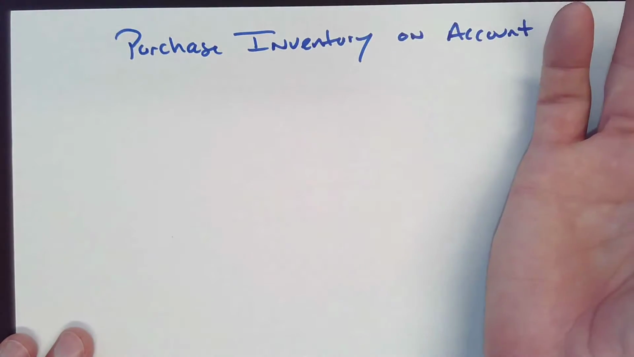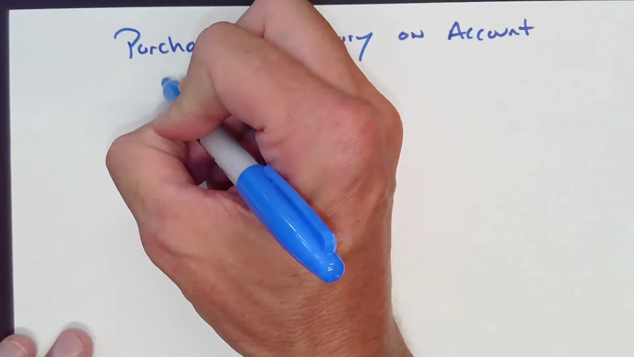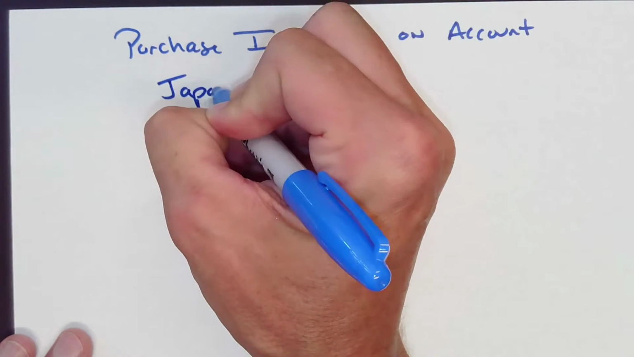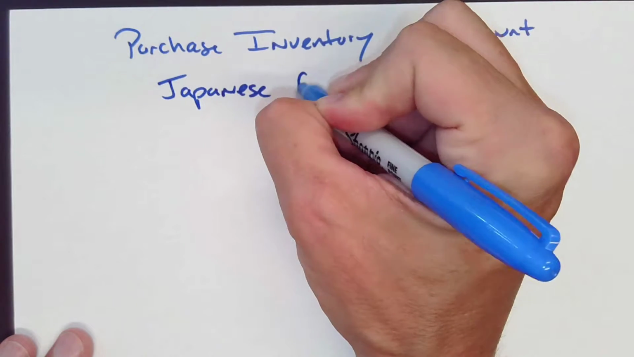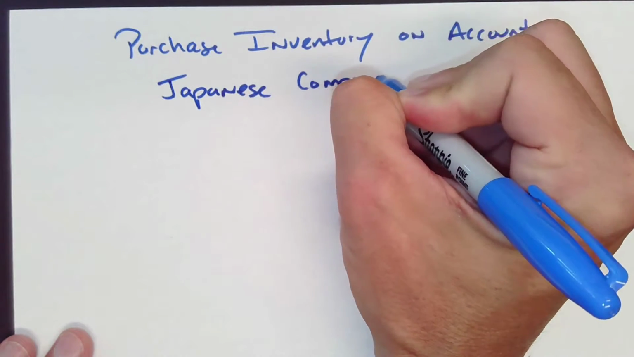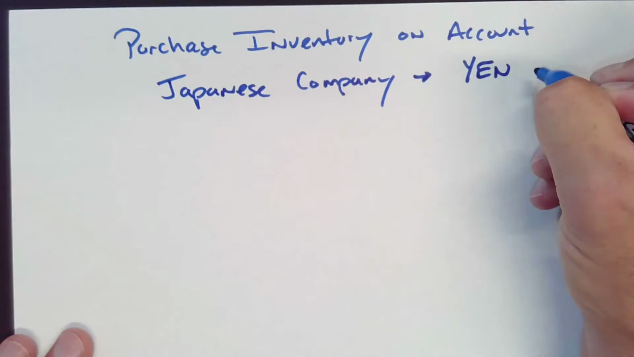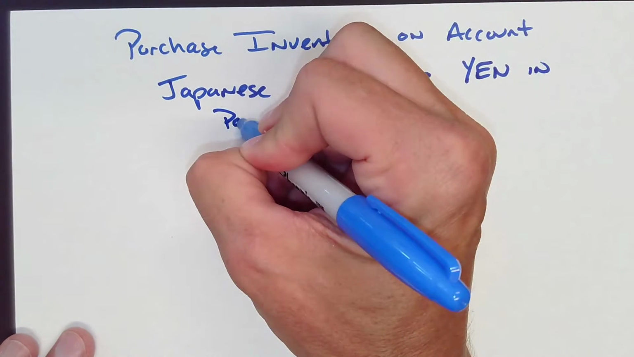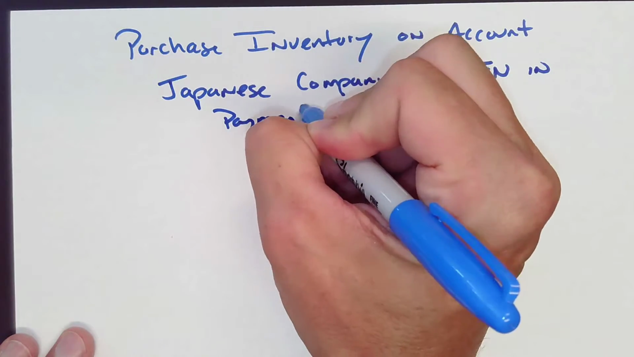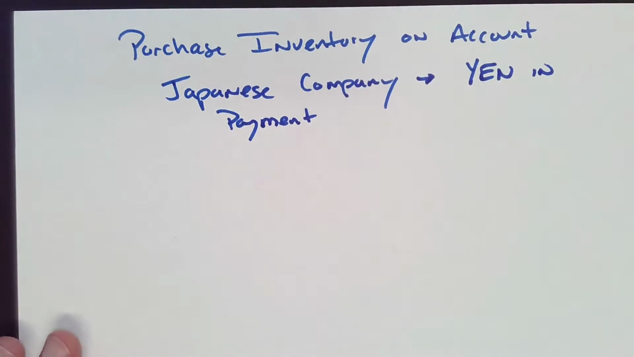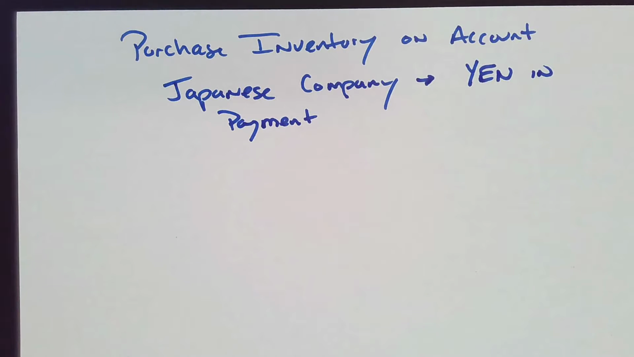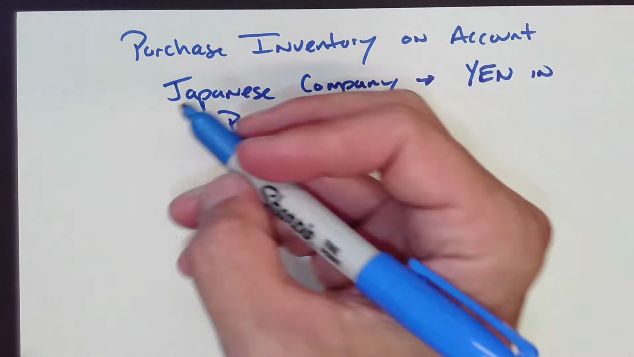It's possible, right? So we're buying it from a Japanese company, and they want yen in payment. Not dollars. They want yen. So we've got to figure out what the exchange rate for yen is. And we'll keep the same kind of perspective.